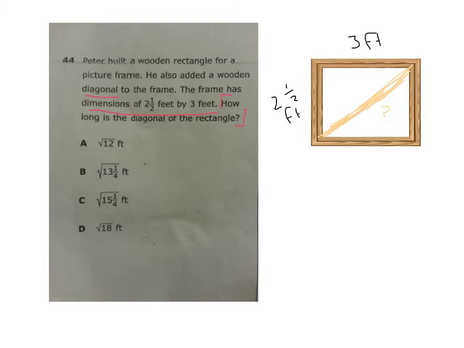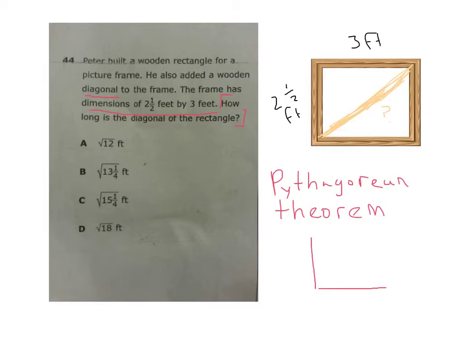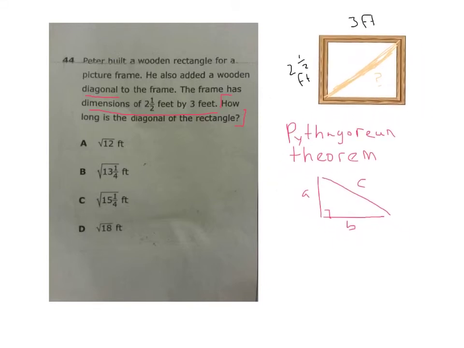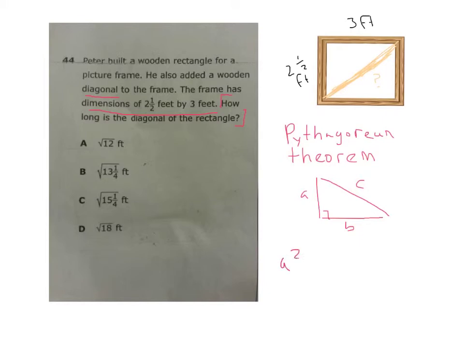So for this question, in order to solve this, we need to use the Pythagorean theorem. And the Pythagorean theorem says that for a right triangle with 90 degrees, in order to find the length of a third side of the triangle, which we'll call C, we can use this formula. A squared plus B squared equals C squared.